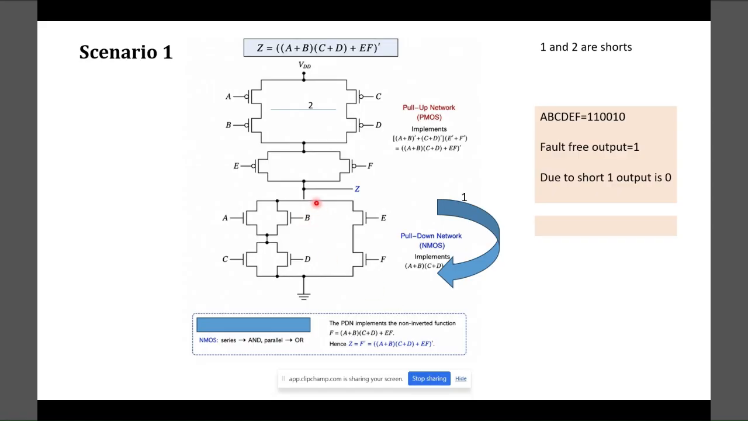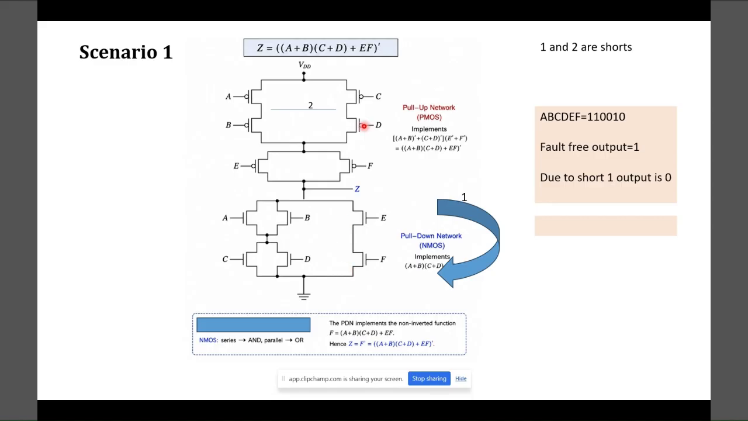Usually, the CMOS realization has a pull-up network that is made up of PMOS transistors. This is the demarcation line and the output is taken as Z. Below that is the pull-down network, which is made up of NMOS transistors. The number of transistors depends upon the number of inputs. Here the inputs are A, B, C, D, E, F. There are 6 inputs, so 6 transistors in the pull-up network and 6 transistors in the pull-down network to receive the inputs are usually used in the construction of CMOS circuits.